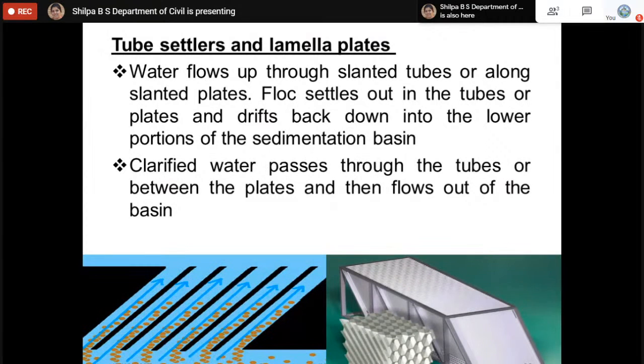It is as shown in these schematic sketches. This is the tubes, the laminar tubes. This is the laminar plates. You can observe here.